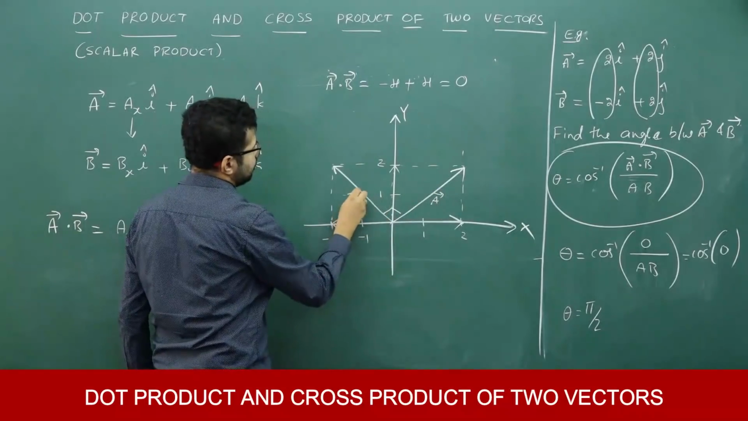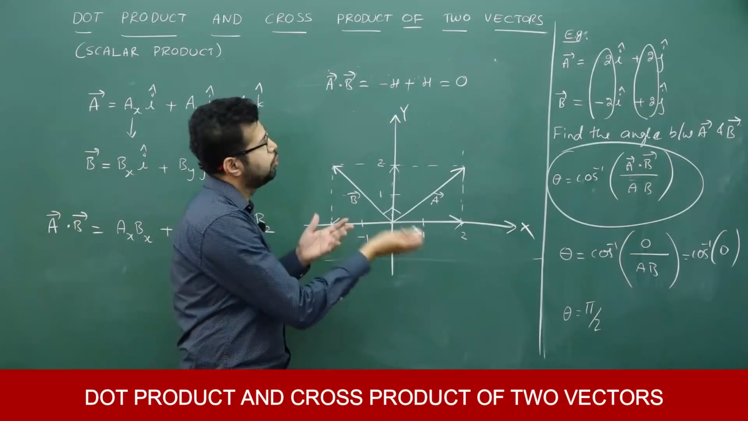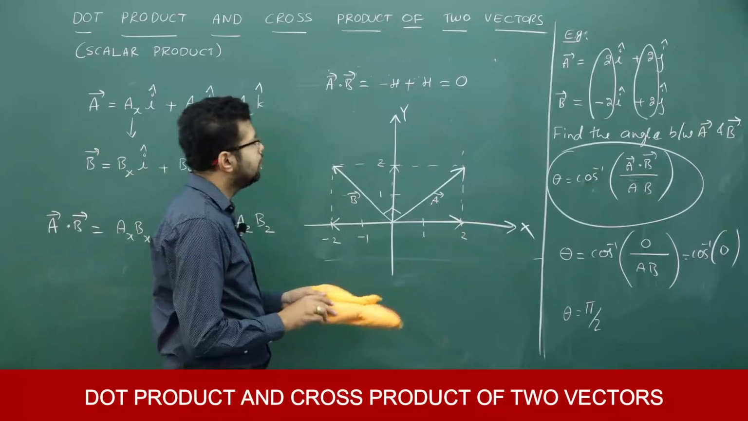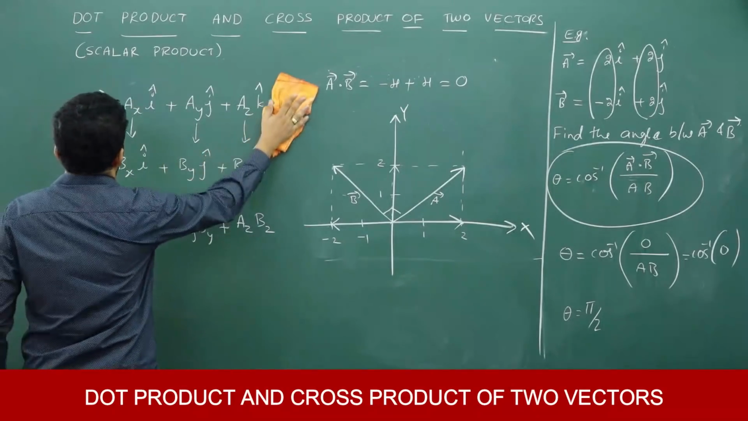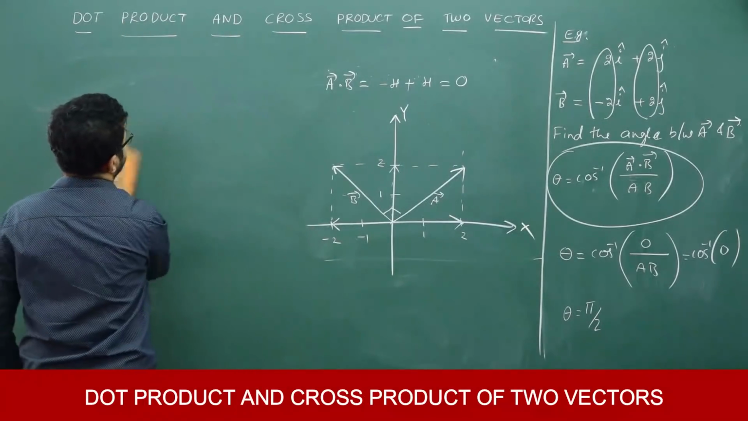So, graphically we can directly tell actually, but still I have given an example just to cross check. We can use the dot product of two vectors to find the angle between two vectors. Now, we will learn the cross product of two vectors.